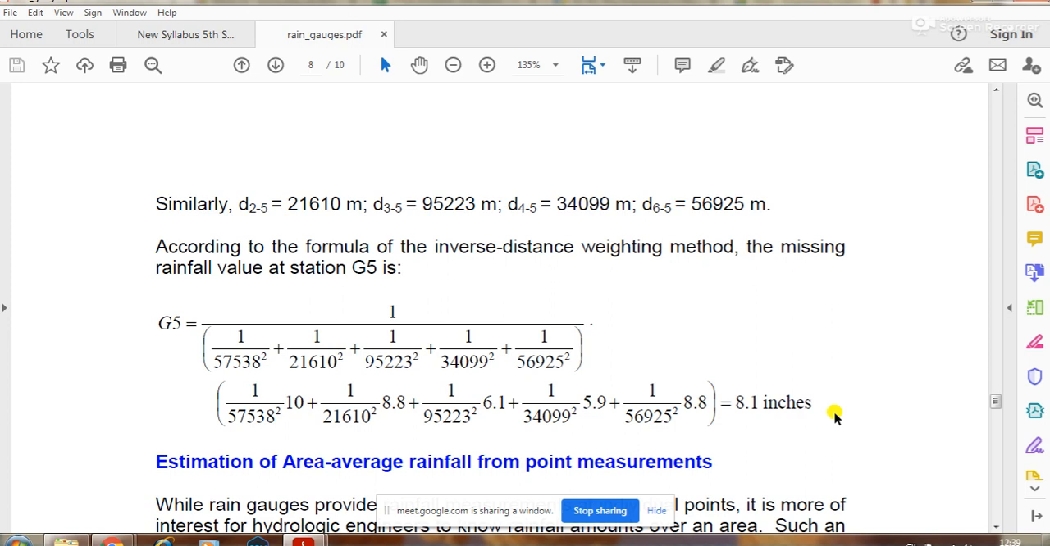Obviously you may find it difficult at first, but this is nothing but 1 divided by the distance square, multiplied by this one. So this one is your numerator, not the denominator. In this way it is very easy to calculate the missing rainfall value. You just need to use a calculator and you get the desired value.